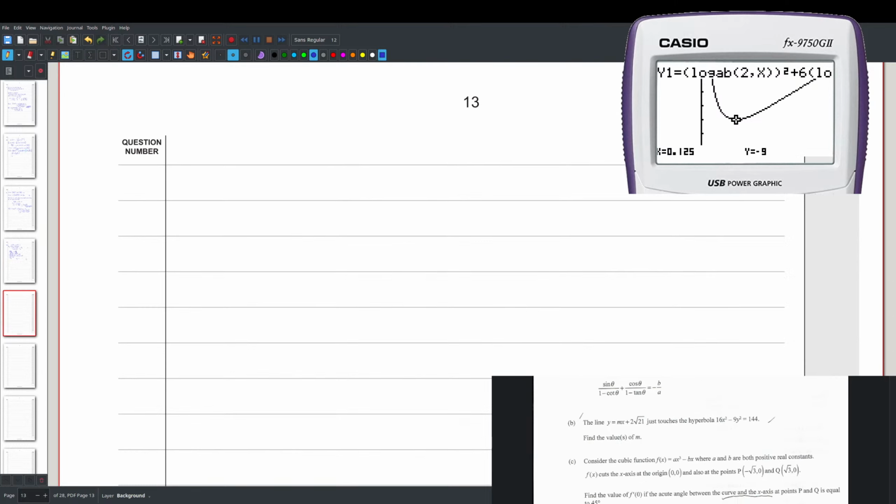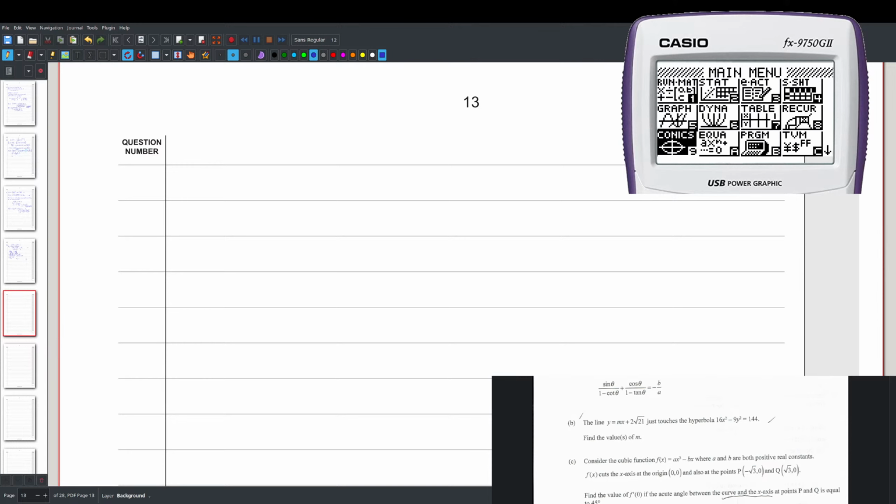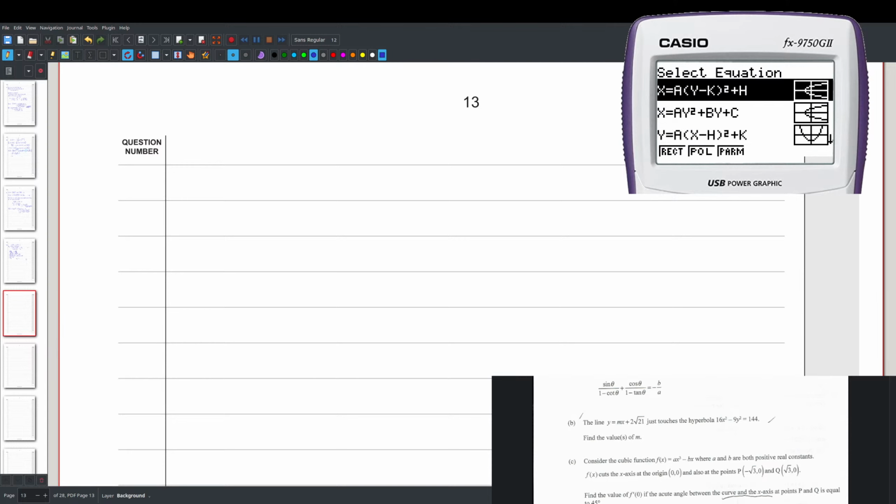The line y equals mx plus 2 root 21 just touches this hyperbola. Find the values of m. I want to get a visualization for this.